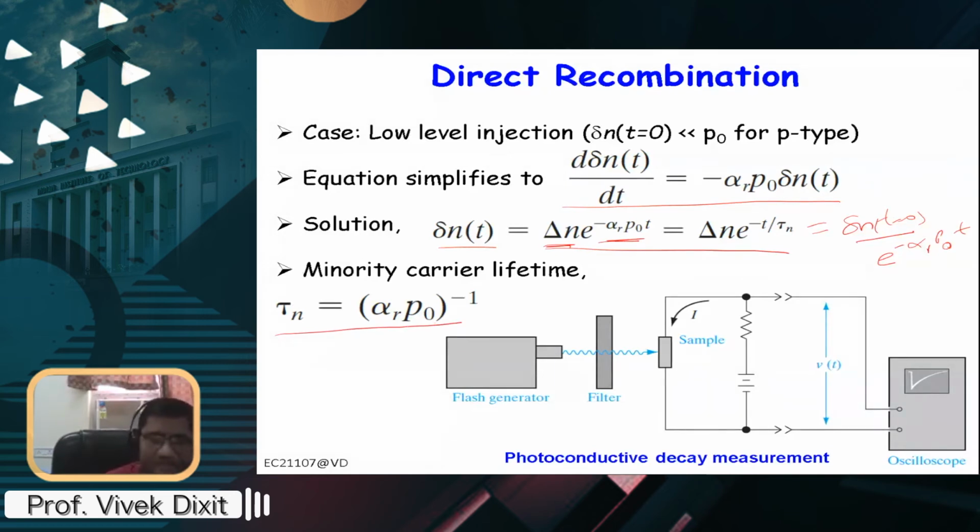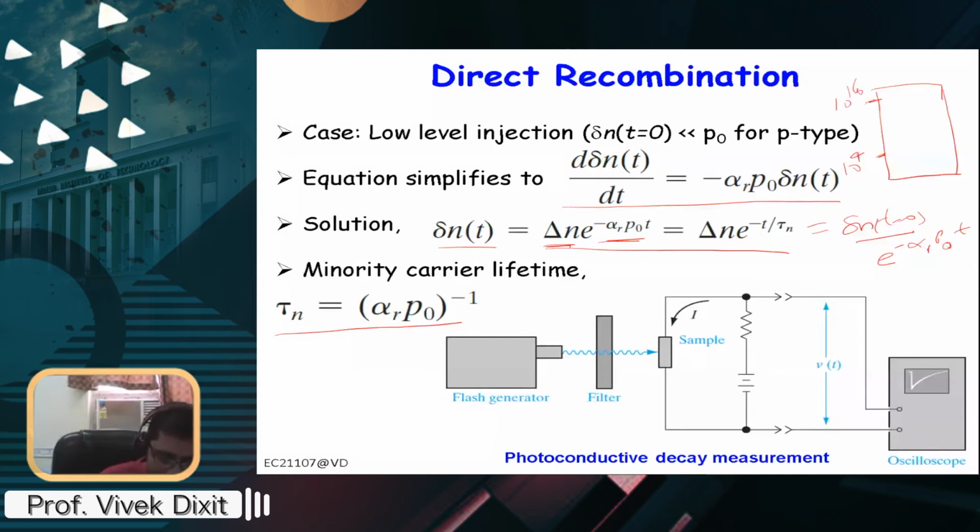See, there is a change in the majority carrier also. But the majority carrier change is the same as the minority carrier change. But if you see the order of magnitude, let's say the minority carrier is 10 to the power 4, the majority carrier is 10 to the power 16.